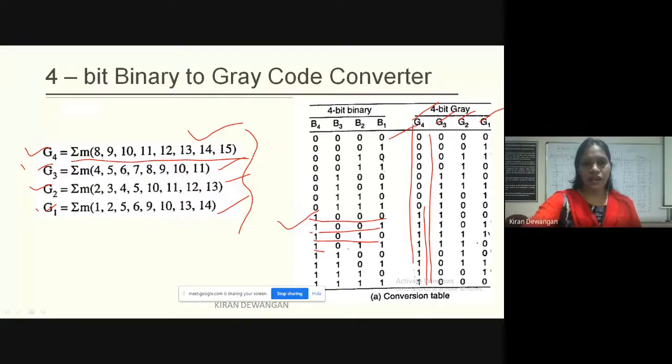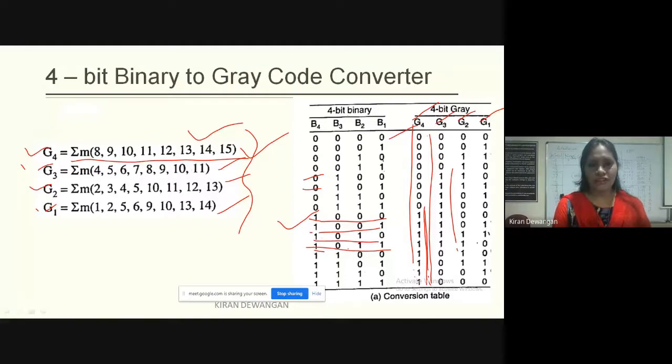ठीक है? तो यहाँ पर G4 is going high for these many combinations of B4, B3, B2 and B1. Similarly, we'll check for G3. G3 कहाँ पर high हो रहा है? It's going high for 4, 5 till it is high for this value. And this is 11. 4 to 11. 4, 5, 6, 7, 8, 9, 10, 11.